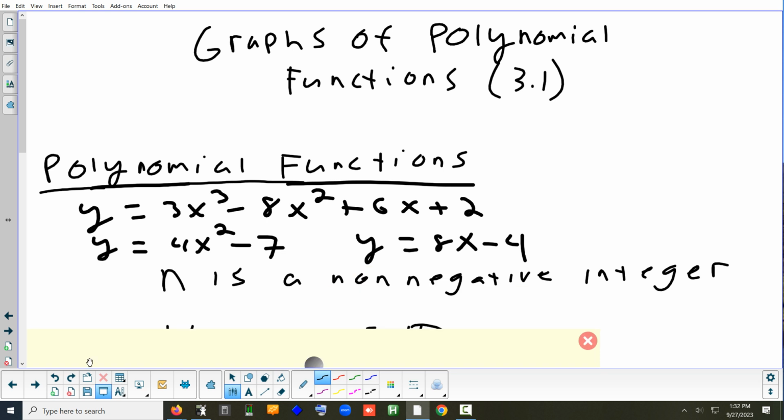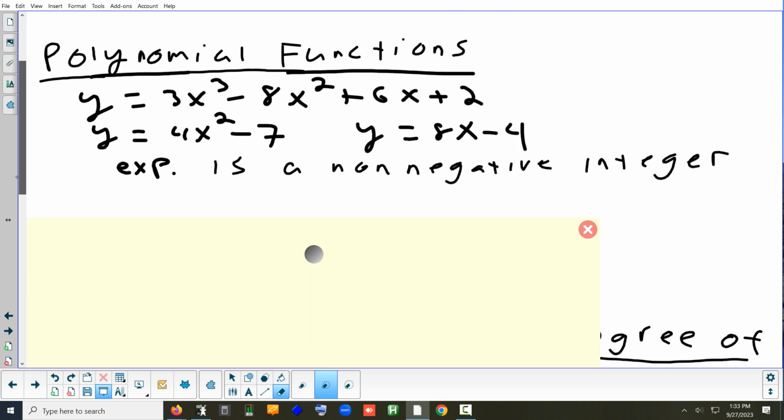The key with polynomials is that the exponent has to be a non-negative integer. 2s, 3s, 1s, those are all fine. But you cannot have any decimals. You can't have 0. Well, you could have 0, I guess, but we just call that a constant. But you can't have negatives and you can't have decimals. That's really important. So the exponent is a non-negative integer.